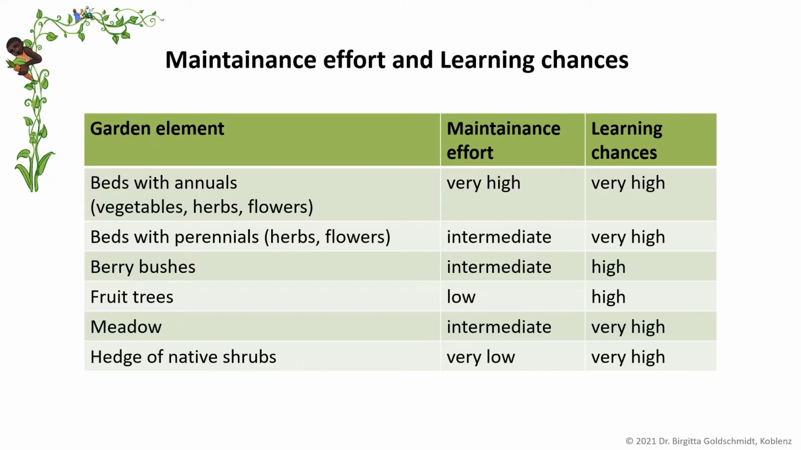If you want to have a less high maintenance effort, you can perhaps have beds with perennials like herbs and flowers. Then you still have very high learning chances, but the maintenance effort is much lower, perhaps intermediate. And if you have fruit trees, the maintenance effort is even very low, but you still have very high learning chances with berry bushes or fruit trees when you cultivate these and make projects with the children with these.